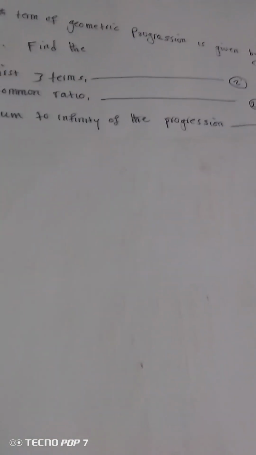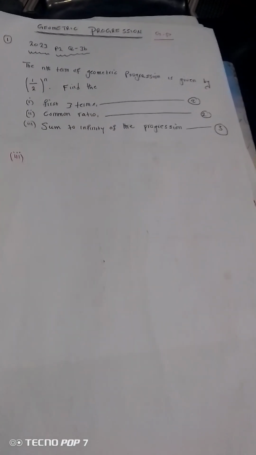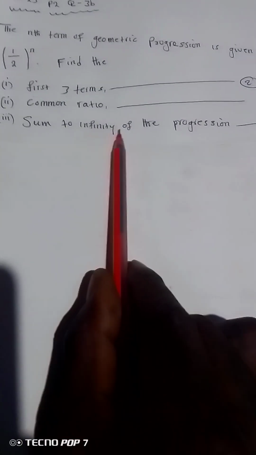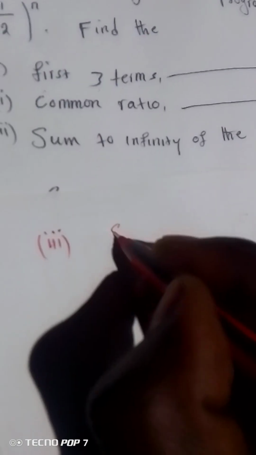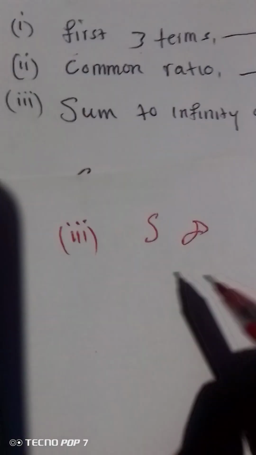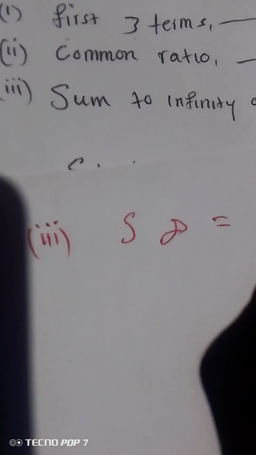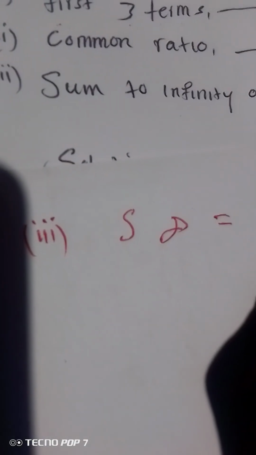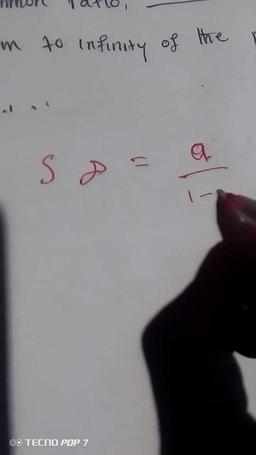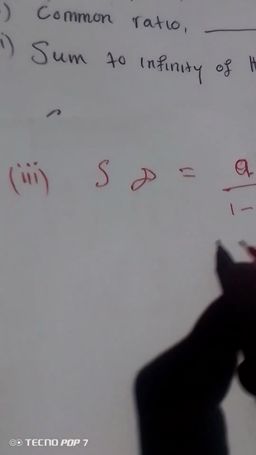Let's now see how we can solve the next question. The next question says, let's find the sum to infinity of the progression. So the formula goes like this: sum to infinity, S∞, is equal to a over 1 minus r. So this is the formula for finding sum to infinity.